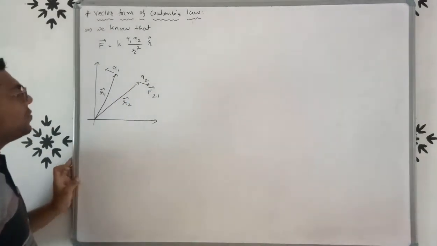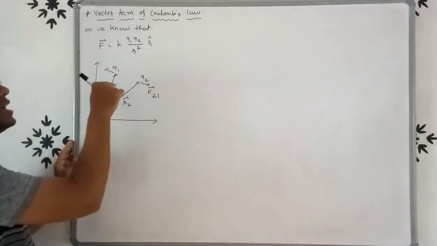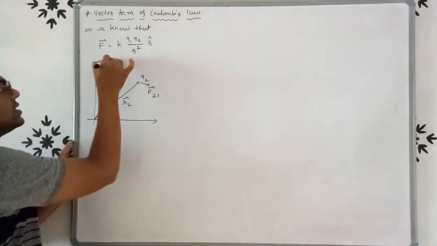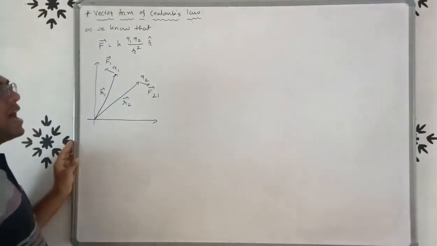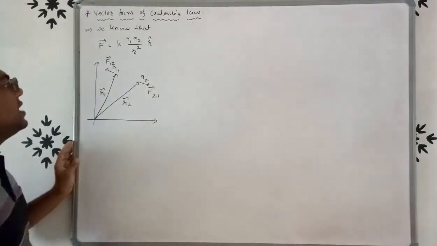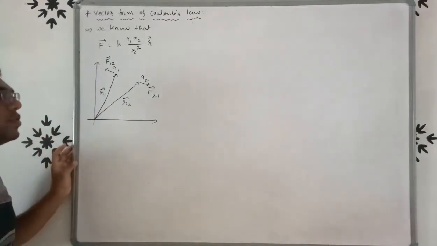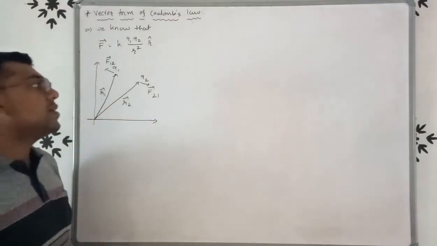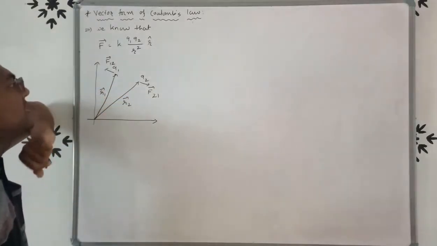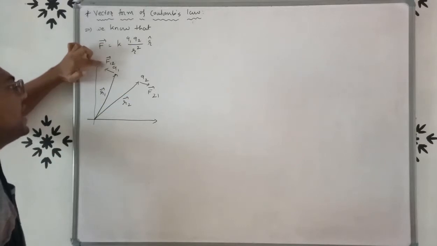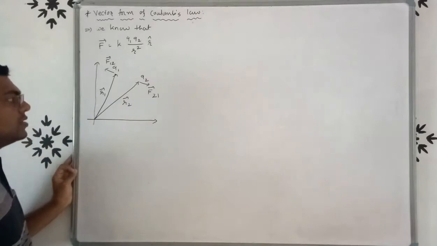Now the force acting on Q1 by Q2 is denoted by, again see, the force acting on Q1, so F1 by Q2, so 2. So there are 2 forces, F12 and F21. F21 is the force acting on Q2 by Q1 and F12 is the force acting on Q1 by Q2.